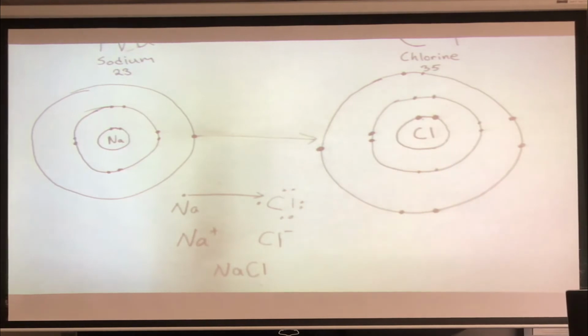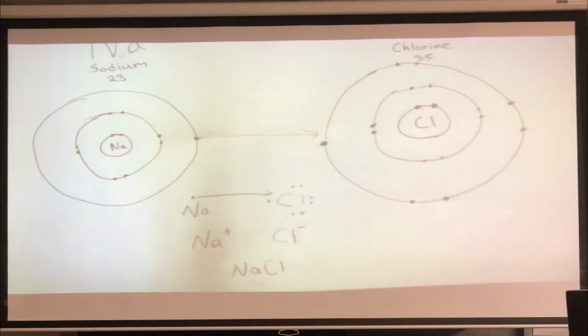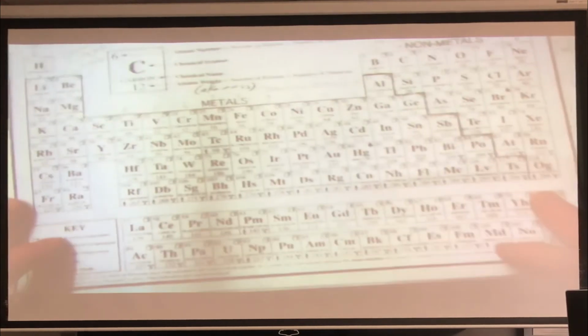Let's look at another example. Let's go ahead and look at magnesium iodide. Magnesium iodide, again, we got a metal and a nonmetal. So let's find magnesium.